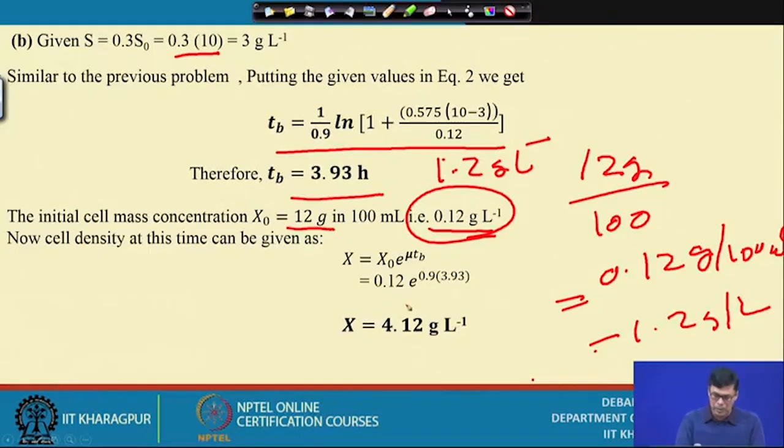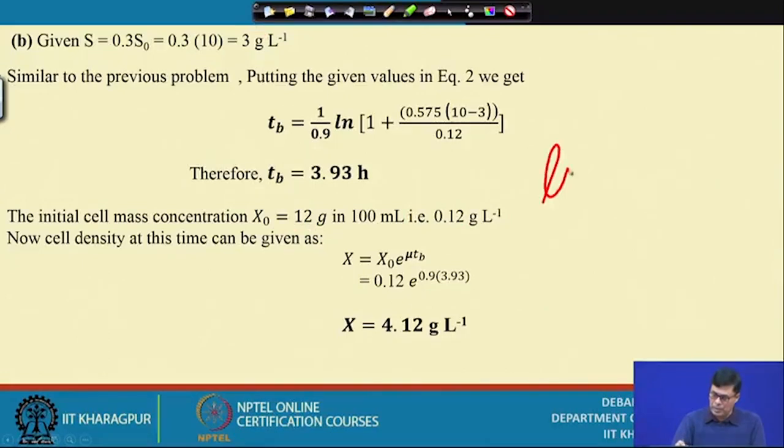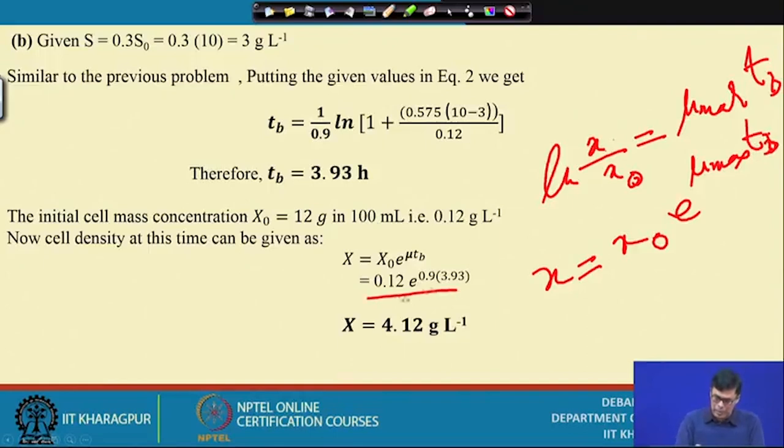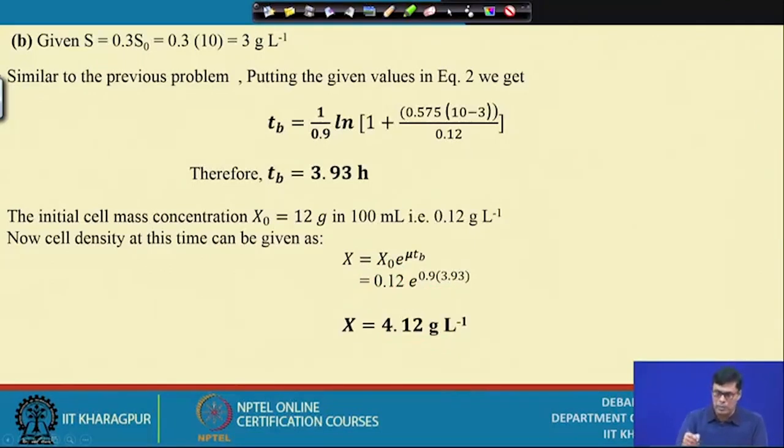So, then we know dx, we have already seen that ln x by x 0 is equal to mu max into Tb, am I right, the time of the batch process. So, I can write x equal to x 0 into e to the power mu max into Tb, where Tb is the time required for 70%. This is exactly done, only this value will be changed and this value will be a little bit altered, which later on we will correct.